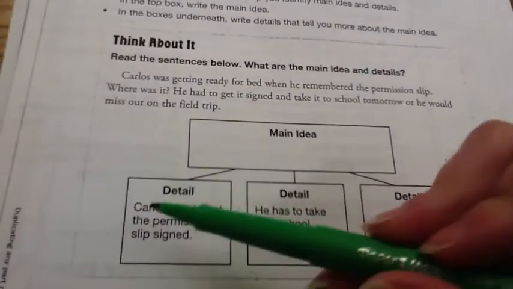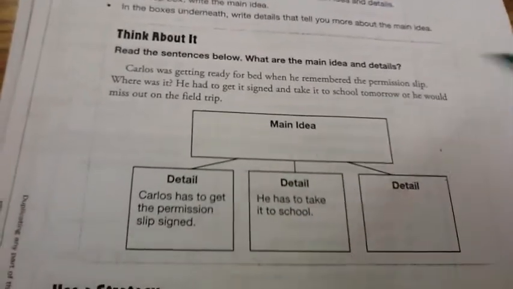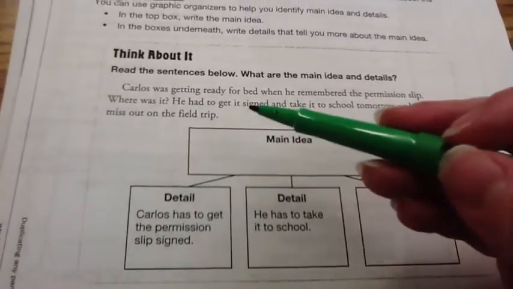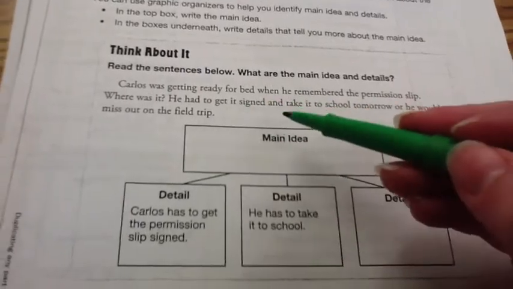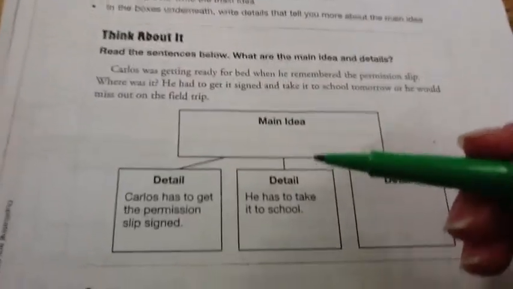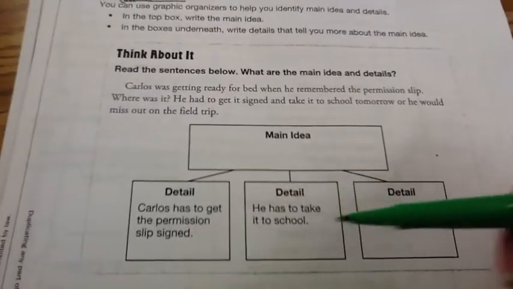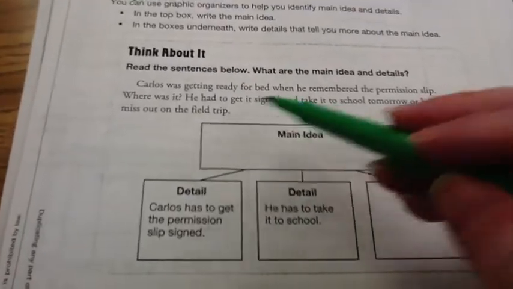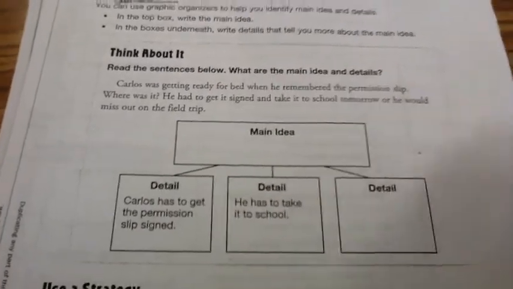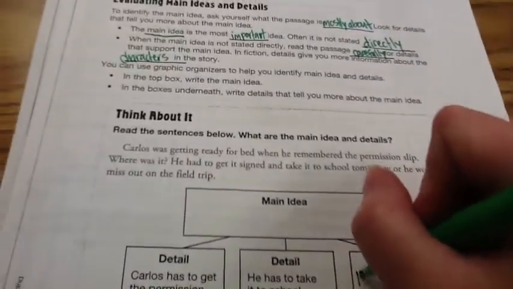We start by reading carefully about this passage, and then we find some of the major details in this story. I know that one detail was that Carlos has to get the permission slip signed. They said here that he has to get the permission slip signed in order to go on the field trip. Here we say he has to take it to school, right? He has to take it to school tomorrow. And our last detail, if he doesn't take it to school, he will miss the field trip.